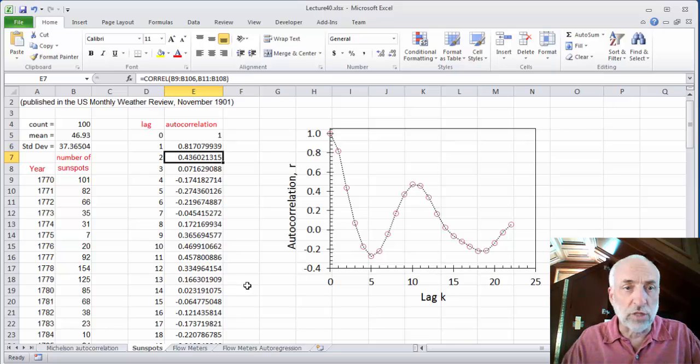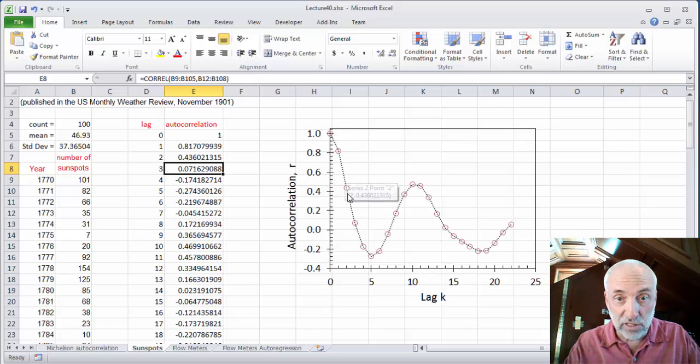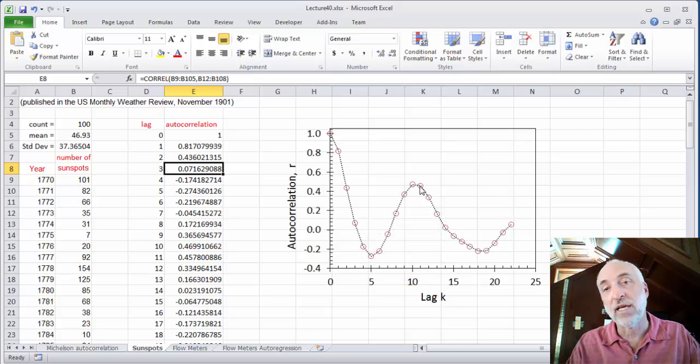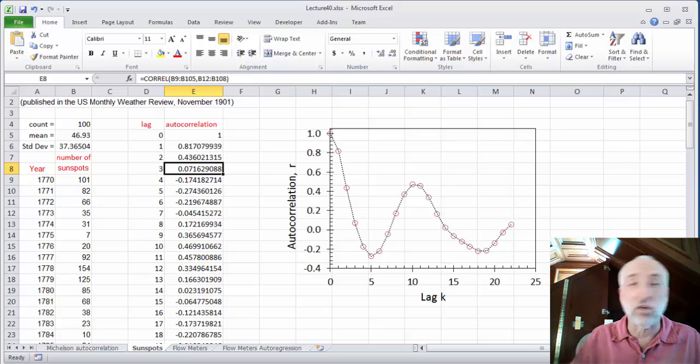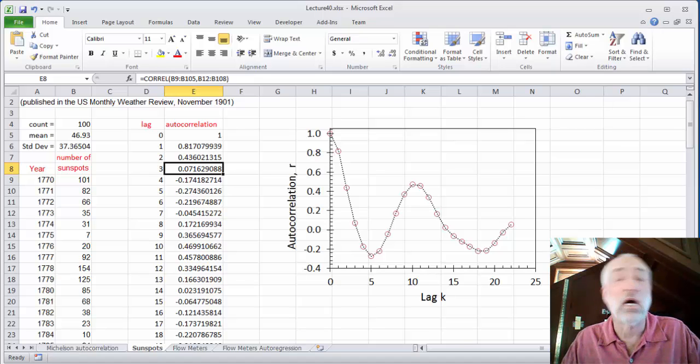If I go to a 2-year lag, it looks like it's less. And at a 3-year lag, it's getting close to 0. If I keep going, look what happens. This is falling down like it might be exponential, but then it goes negative. Then it turns up and goes positive again. And then it goes negative again, then positive again, and it oscillates. And so it looks like a sinusoidal variation that has an exponential envelope.